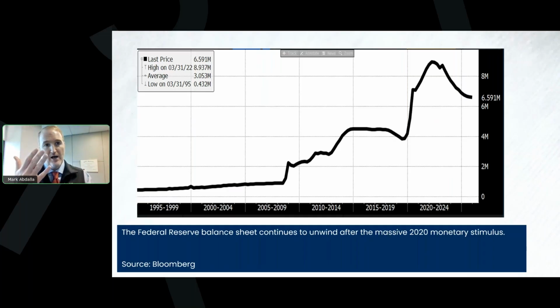Since then, they've unwound those positions. Their balance sheet increased to $9 trillion after COVID. That's come down to 6.6 trillion as of this slide. So as of a few days ago, the balance sheet came down to 6.6 trillion. And that's a sign that they're trying to tame that long-term inflation rate. They don't want too much money chasing too few goods, which would increase prices and therefore be ominous for the economy, but also the bond market and the stock market.